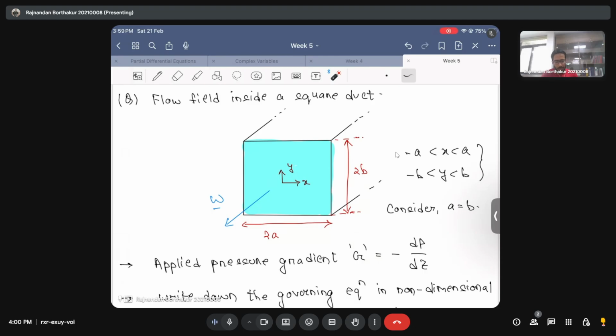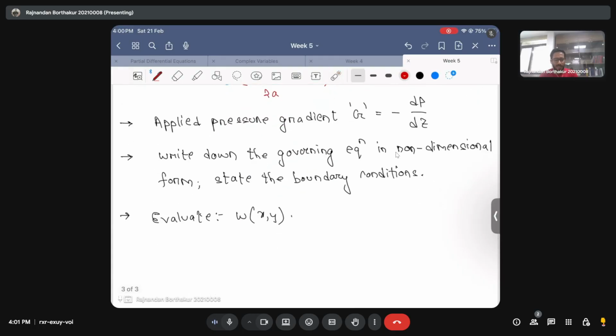And one more thing, we will consider the width and the height to be of the same dimension, meaning that we'll consider a to be equal to b. So in principle the cross section is square in nature, and we are trying to look into the flow through a square duct. You can keep your a's and b's generic, but here, just for simplicity, we are considering a to be equal to b, that is, this cross section is indeed square in nature. Based on this and considering the fact that it's a fully developed flow, our objective is to evaluate the steady state velocity profile.